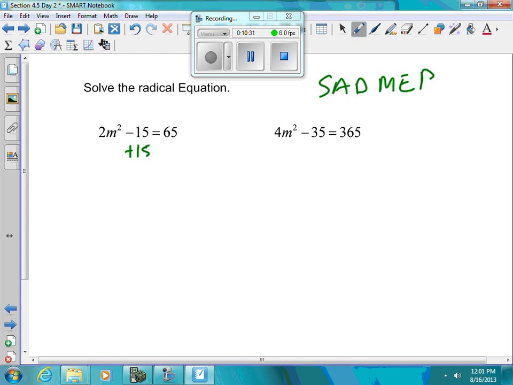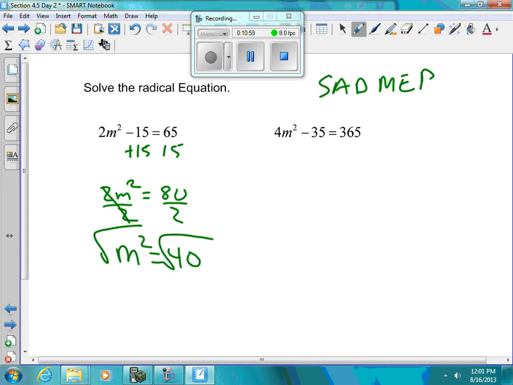I'm going to undo subtracting 15 by adding 15. 15 plus 65, that's 80, I believe. And then we divide by 2. Then we move down. Division and multiplication. And division, multiplication, subtraction, addition, they're equal. You can do them. There's no priority over either one of them. They're kind of on equal footing on each step. Need to remember that from the order of operations. So I get m squared is 40.